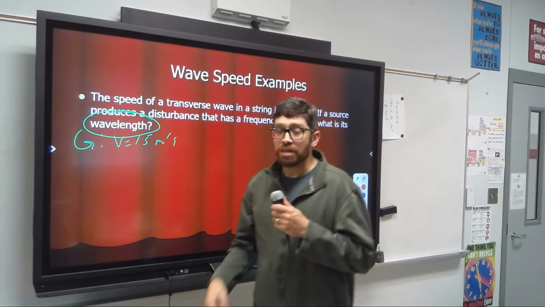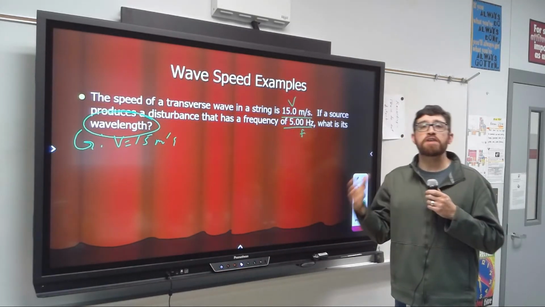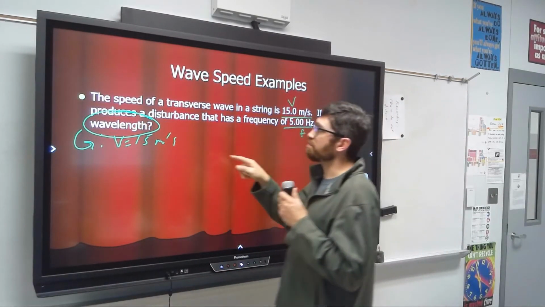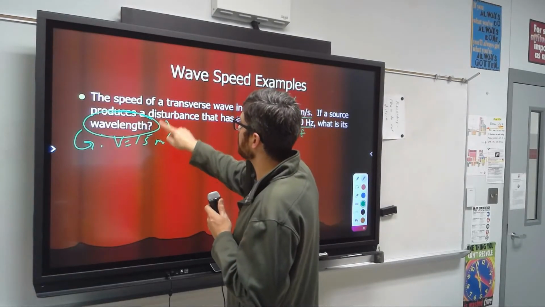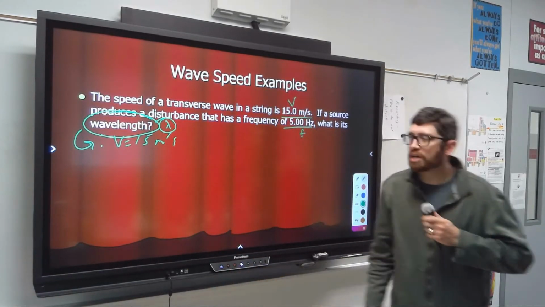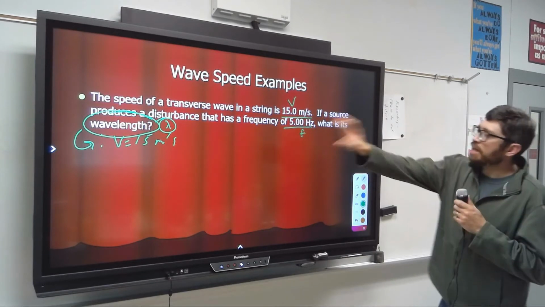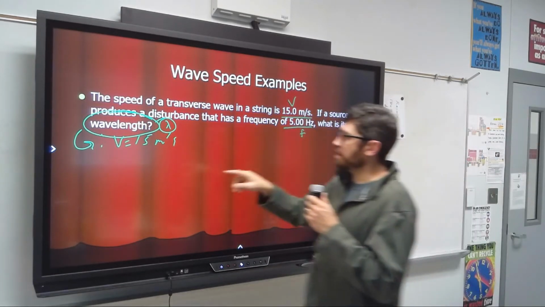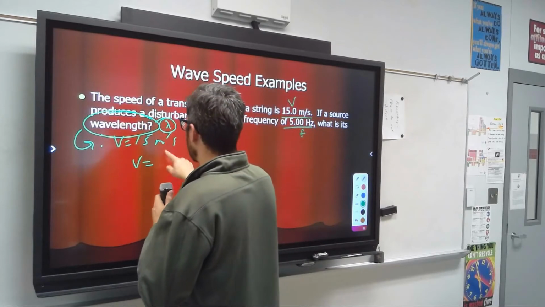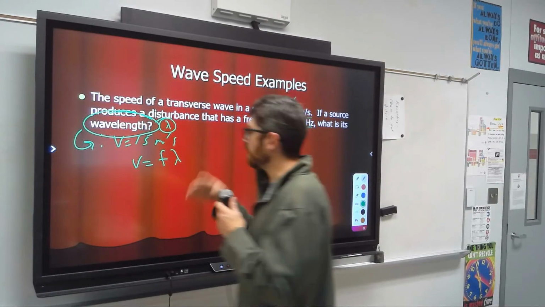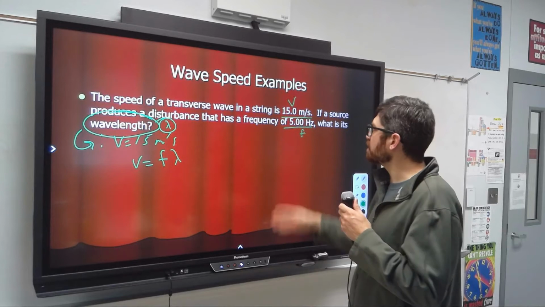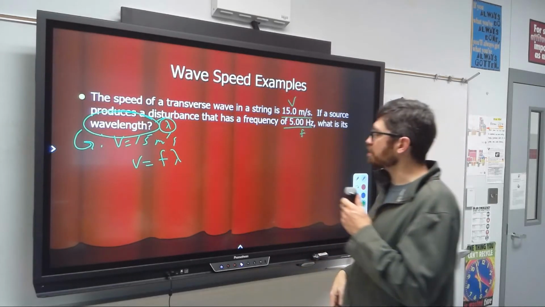And remember, in order to do this stuff, you've got to know the variable. So we've got to start to memorize that the variable for wavelength is lambda, that funny looking Greek letter that looks like a little broom. So we need lambda, we have v, we have f, and v equals f lambda is the equation that has all those things in it. Now we've just got to plug the numbers in and solve.